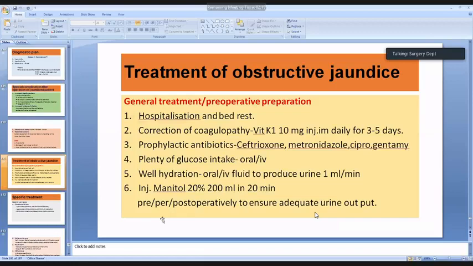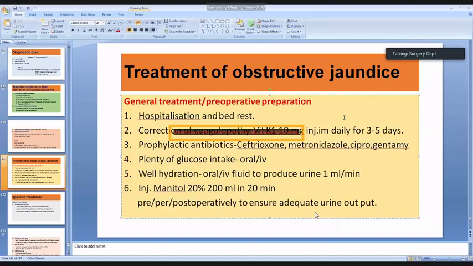Considering these facts, the extra problems in a jaundice patient to operate, how can we treat this patient? Treatment, general treatment or preoperative preparation. Number one is hospitalization and bed rest. Patient has to be admitted. Mention the vitamin K1 10 milligram for 3 to 5 days for correction of the coagulopathy.